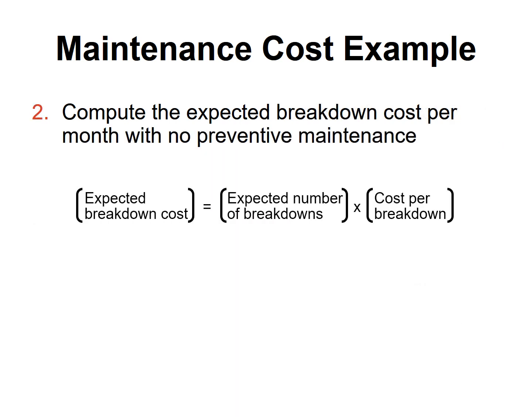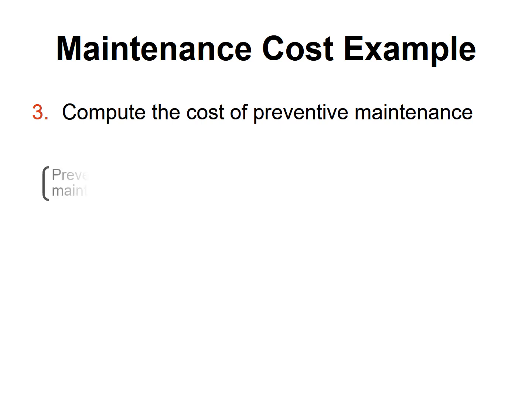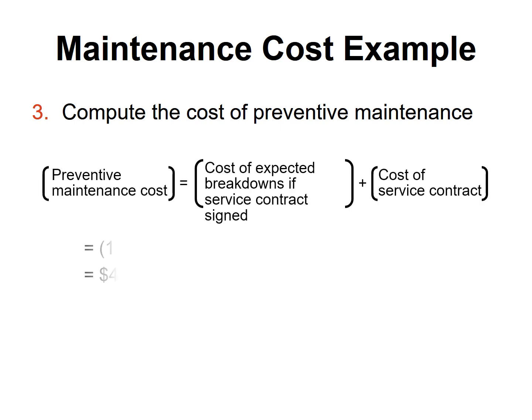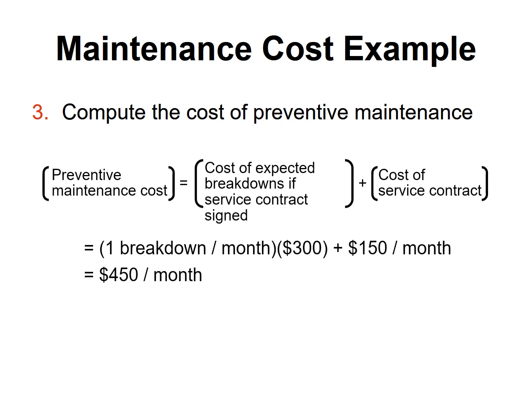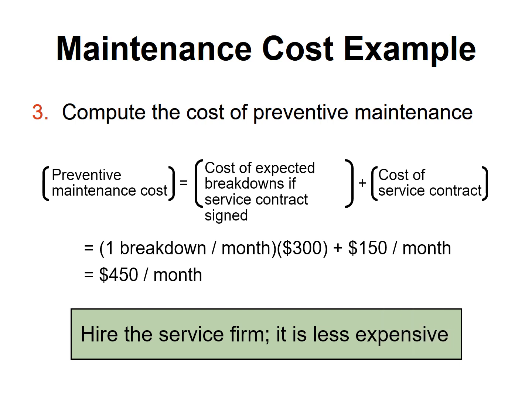Then we want to compute the expected breakdown cost per month with no preventive maintenance. And that comes to 1.6 breakdowns per month that we estimated, times $300, means we're paying $480 a month. Compute the cost of preventive maintenance. One breakdown every month at $300 plus $150 a month equals $450 a month. Hire the service firm at $300 a month. It's less expensive.